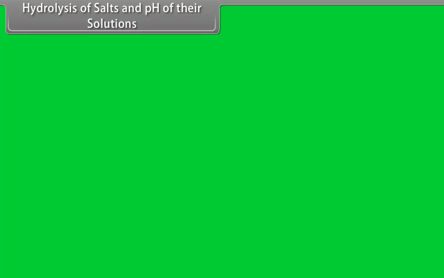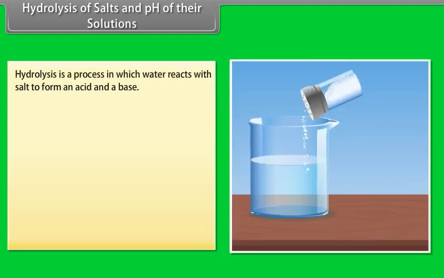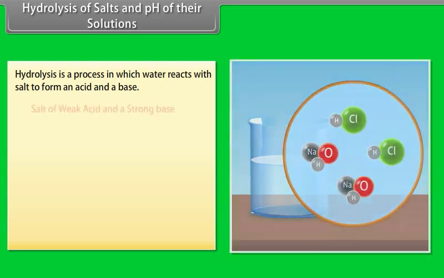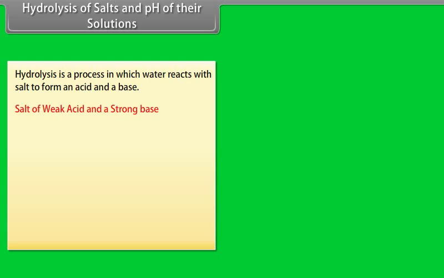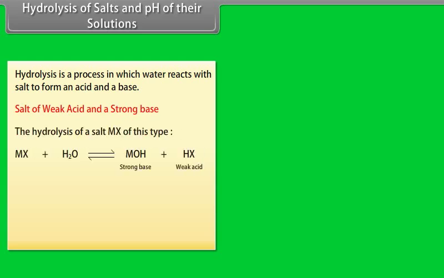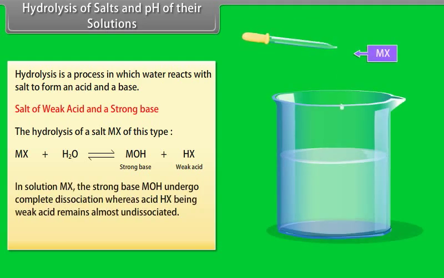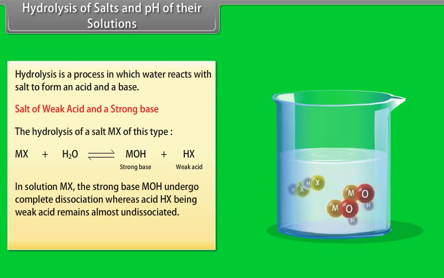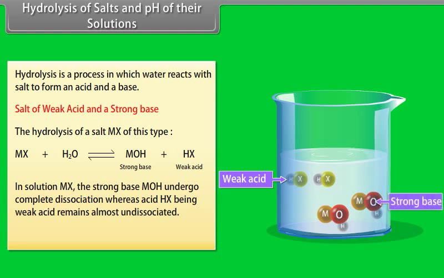Hydrolysis of salts and pH of their solutions. Hydrolysis is a process in which water reacts with a salt to form an acid and a base. Salt of a weak acid and a strong base. The hydrolysis of a salt MX of this type. In solution, MX, the strong base MOH undergoes complete dissociation, whereas acid HX, being a weak acid, remains almost undissociated. The pH of the solution of this type is more than 7.